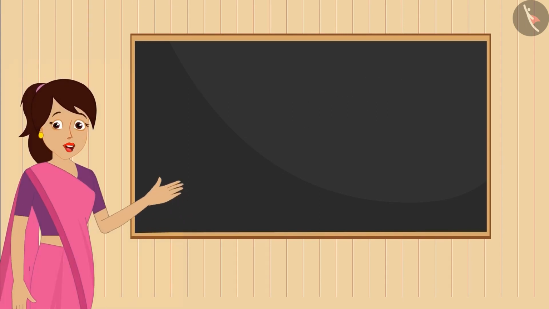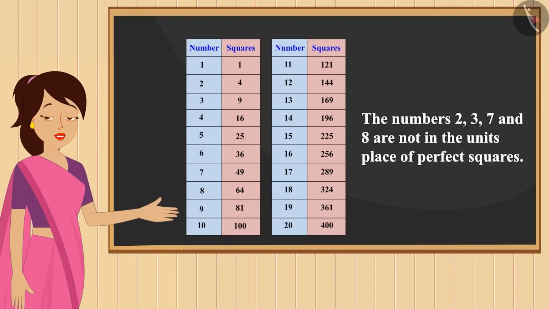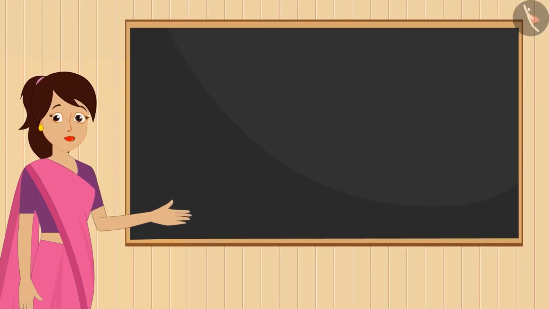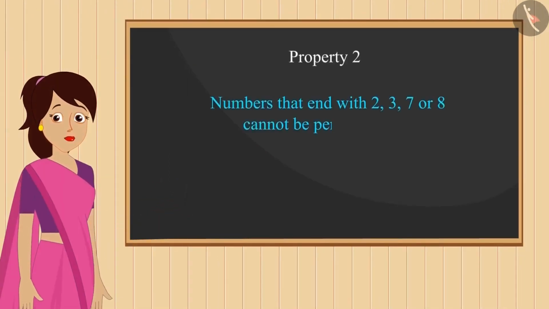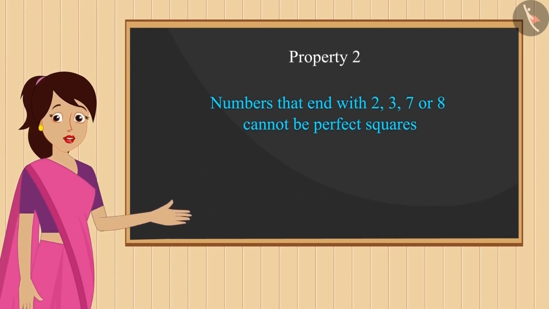Let us now find out about some more interesting numbers. You must have seen in this table of squares from 1 to 20 that the digits 2, 3, 7 and 8 did not appear even once in the units place of these squares. Can you find a square number that has one of these digits in the units place? You will not be able to find such a number because there is no such square that ends with these digits. So, the numbers that end with 2, 3, 7 or 8 cannot be perfect squares.